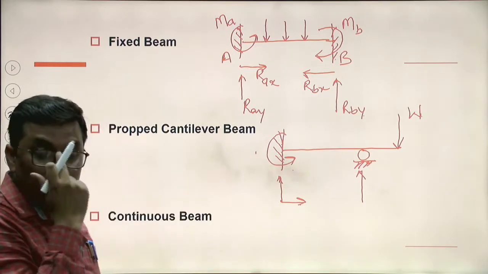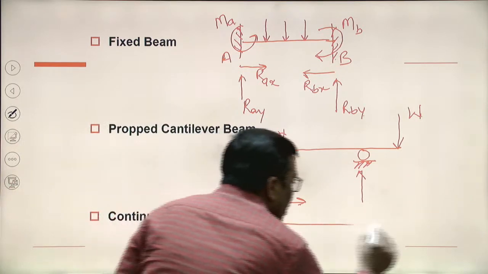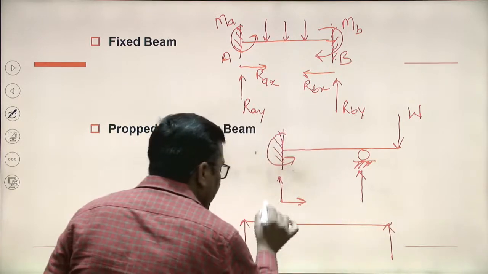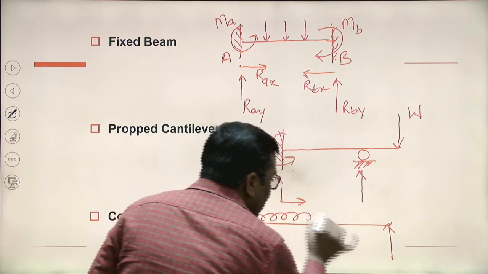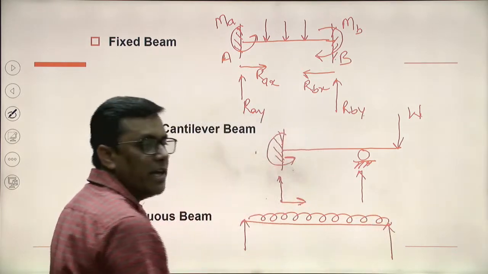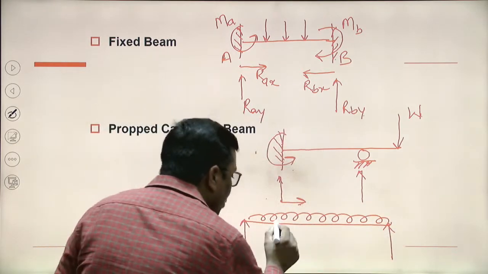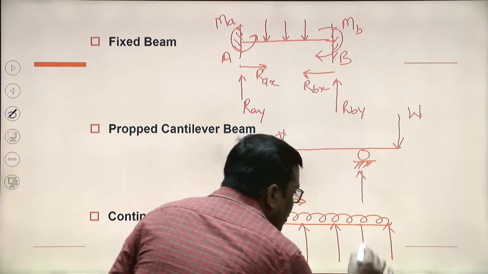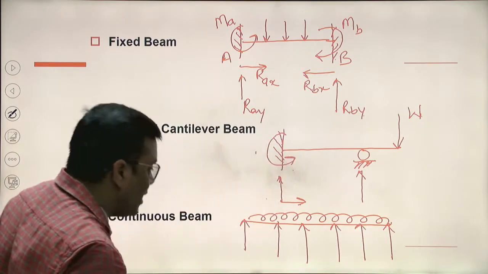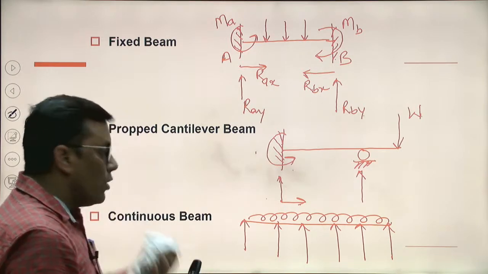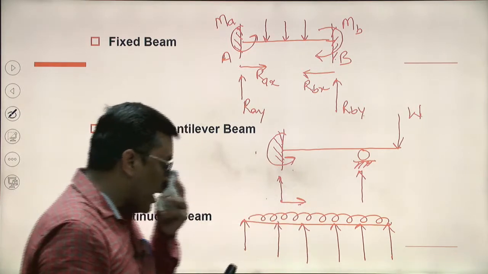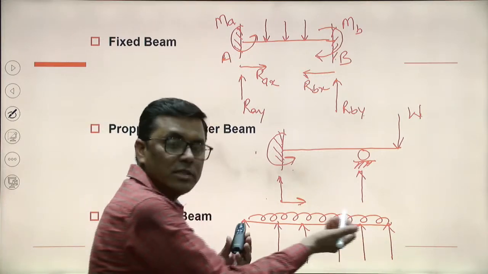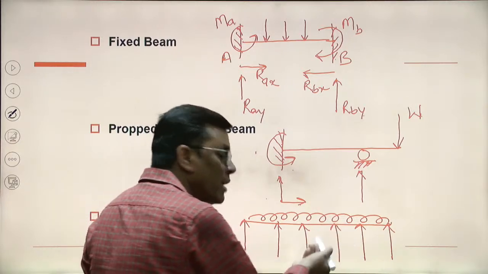Then it can be a continuous beam. Continuous beam means I am putting only simple supports. Suppose the span of the beam is very long, then it is not possible to support it by only 2 supports. So a number of equidistant supports are provided. As many supports as there are, these will be counted in the support reactions.